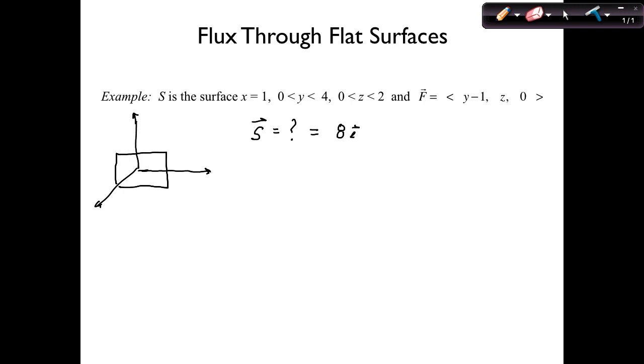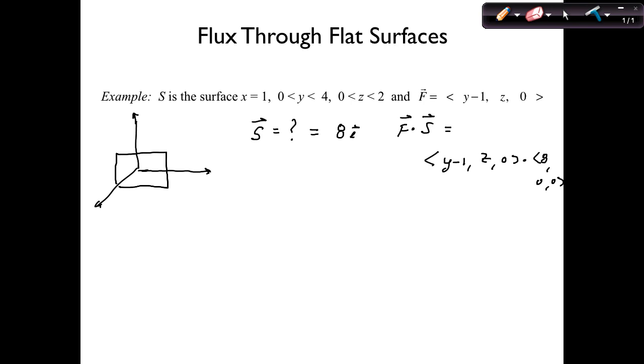Okay, and I'm going to do what? I'm going to dot that with? Is that what I do? I'm just going to go y minus 1, z, 0 dot 8, 0, 0. Is that going to work? There's a big problem with that. What's the problem with this?